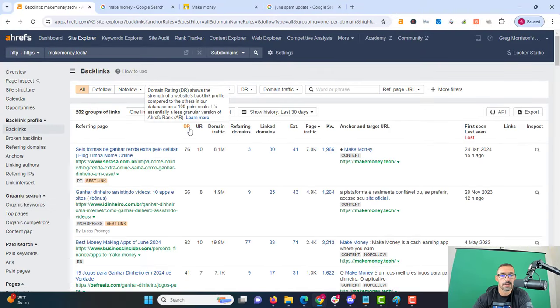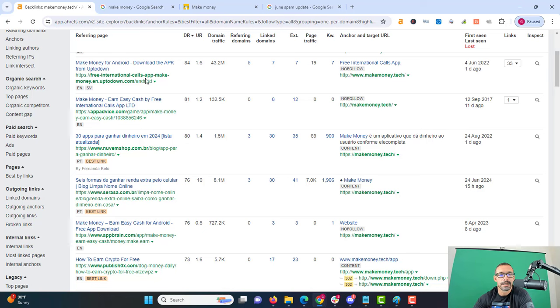So we're going to organize by domain rating. Yeah, so they got some decent links. Well, the first link's good, right? Business Insider, that's a good link, even though it's nofollow. Look, the anchor text is Make Money, which is fine. That's kind of what they're naming their brand as. It's Make Money Tech, but Make Money can also be their brand name. Right here, 84. So they got some decent links here.